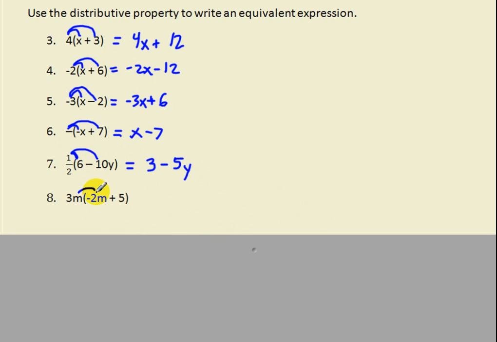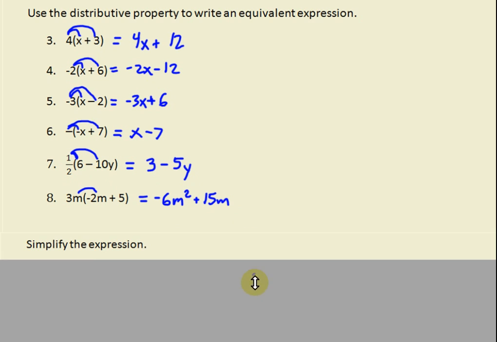3m times negative 2m. Well, first of all, coefficients. 3 times negative 2 will give us negative 6. m times m will give us m squared. And then 3m times 5 is 15m. So the 3 times 5 is where we get our 15, and then we still have times m.